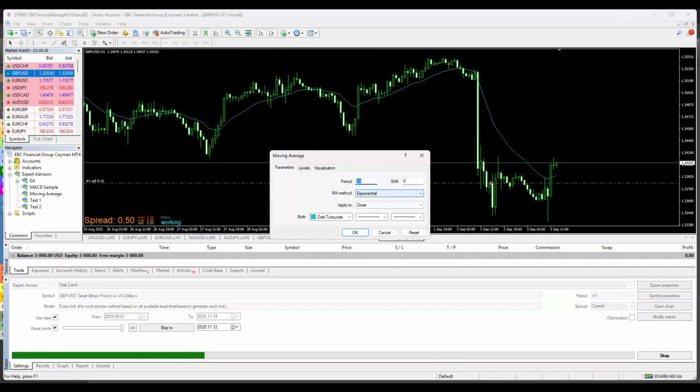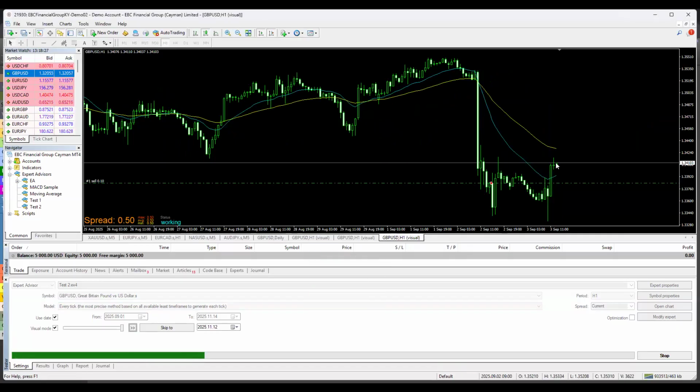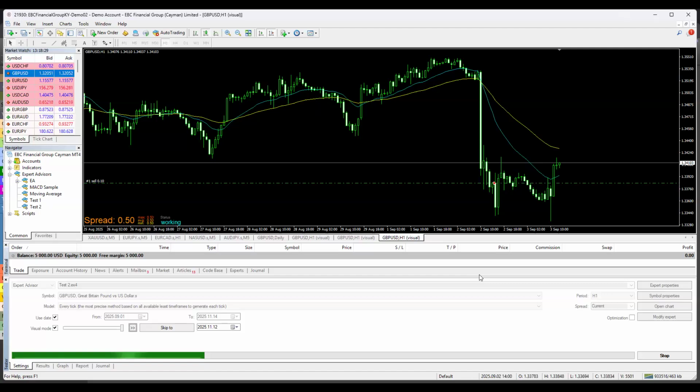So that's 20. Let's add 50. So 50 would be yellow. And we'll click on. So now we have our 20 and our 50. Now look at what's happening. There's a sell trade here, right? Look at where the sell trade occurred. Let me change this pen color to white. So why did it take a sell trade here? Well, you can see that there's a crossover here. This crossover happened at this candle, and it took a sell trade.